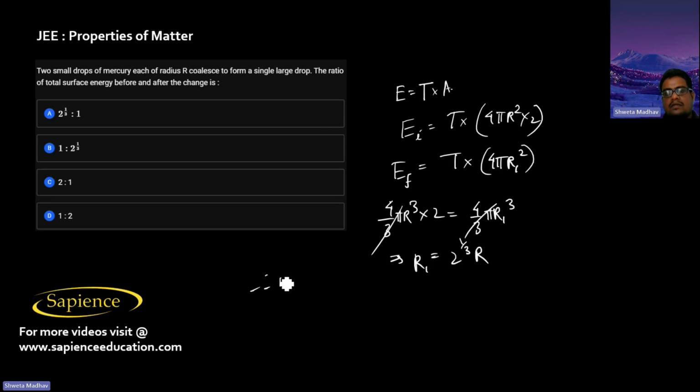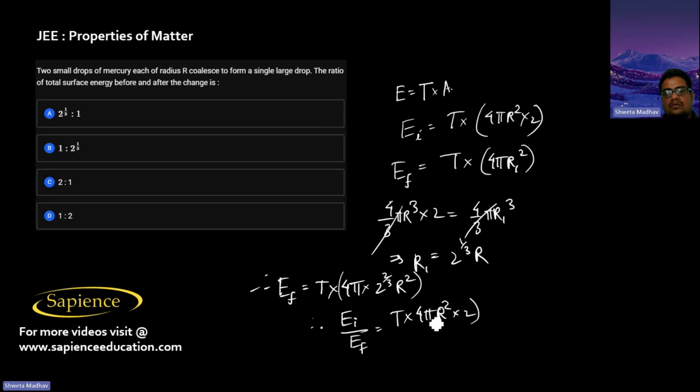So therefore the final surface energy is T into 4 pi r squared, that is 2 power 2 by 3 into r squared. Now the ratio of the total surface energy before and after the change, E initial by E final, that we have to find. So T into 4 pi r square into 2 divided by T into 4 pi r square into 2 power 2 by 3.